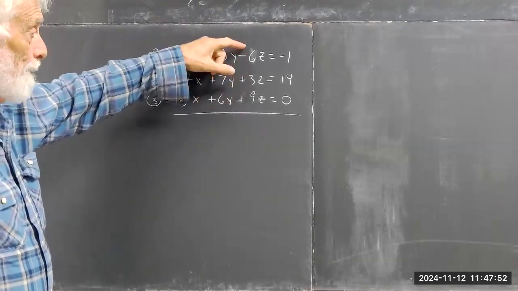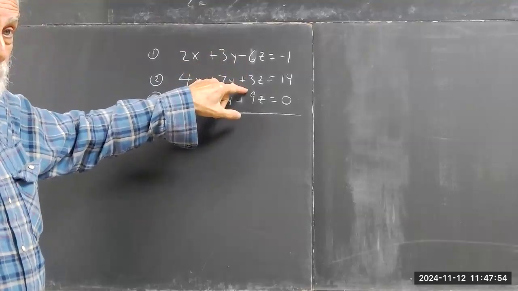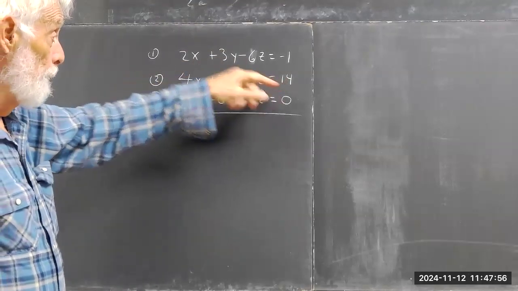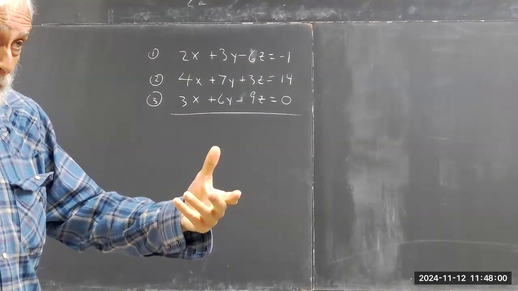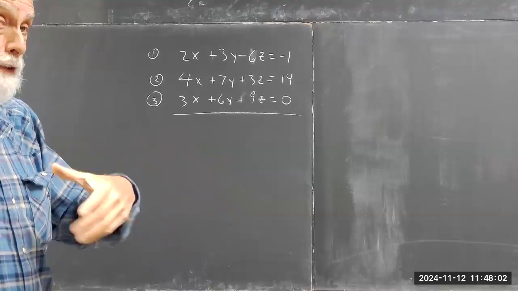Z is all set up. You have a -6 here and a 3 here. So if you just double the second equation, add it to the first, Z is going to go away. Does that make sense? So you need to spot that.